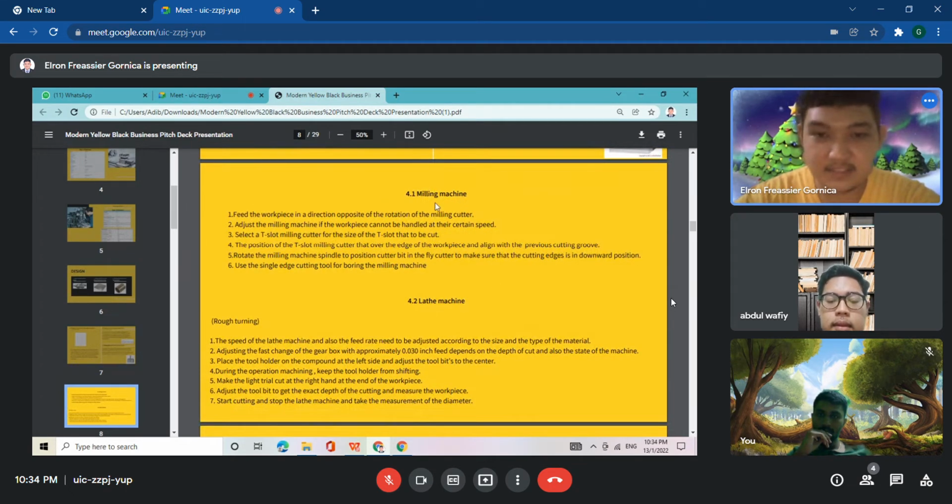First one is the milling machine. For the milling machine, we have 6 steps, including fitting the workpiece in the direct opposite of the rotation of the milling cutter, and after that we adjust the milling machine if the workpiece cannot be held at a certain speed. From the 6 steps here, the important part is to select the slot milling cutter of the size of the T slot that we need to cut so that we can have the correct dimension.